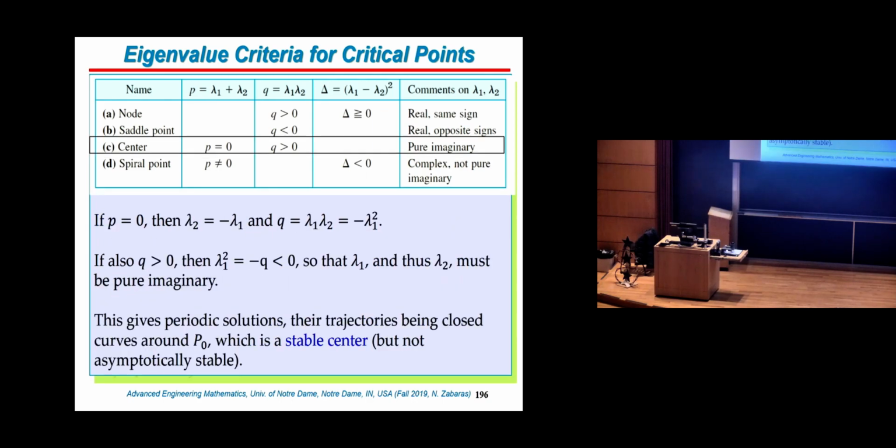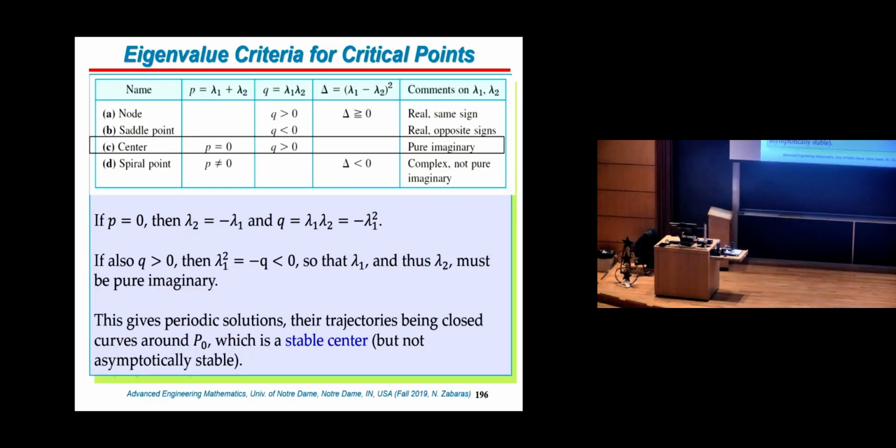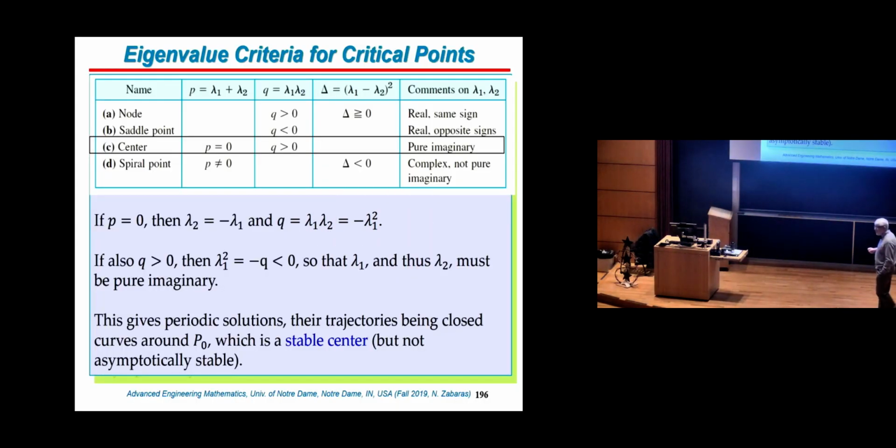All right, so that's the case in the spiral point, the last one. So let me look at another case. If P is equal to 0 and Q is greater than 0. If P is equal to 0, P, remember, is the sum of the eigenvalues. So lambda 2 will be equal to minus lambda 1. So Q is going to be minus lambda 1 squared. But here it says Q is greater than 0. And you look at this and you say the only way for lambda 1 times lambda 2, which is minus lambda 1 squared, to be greater than 0 is for lambda 1 to be what?